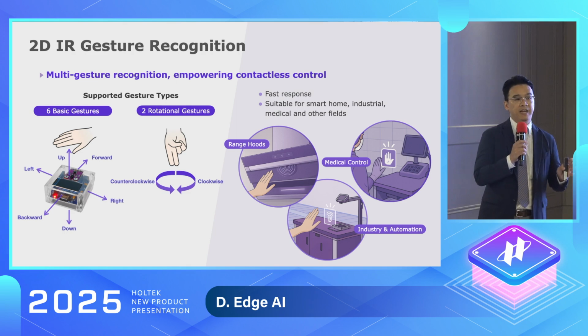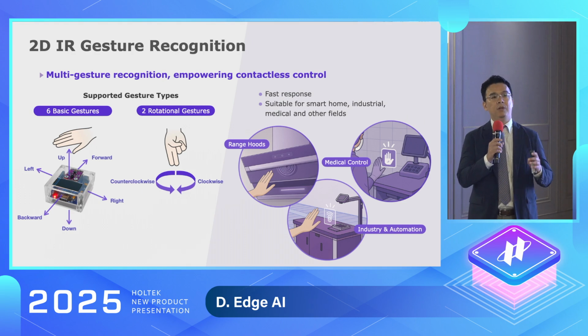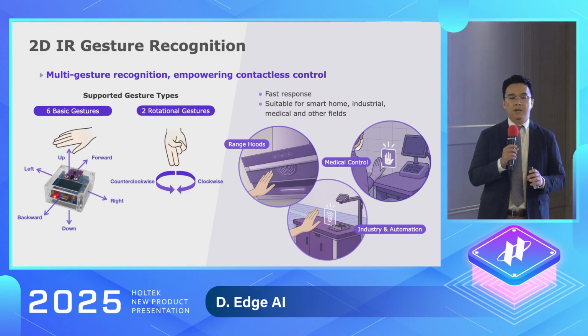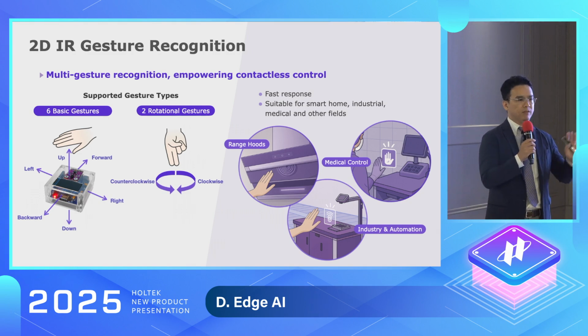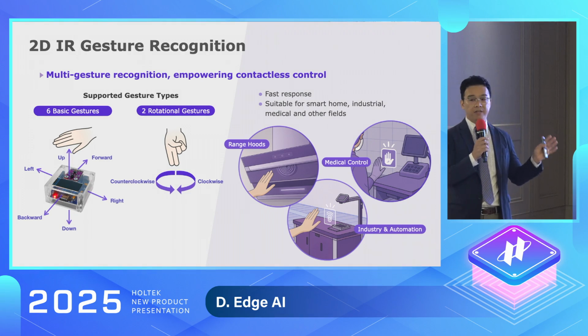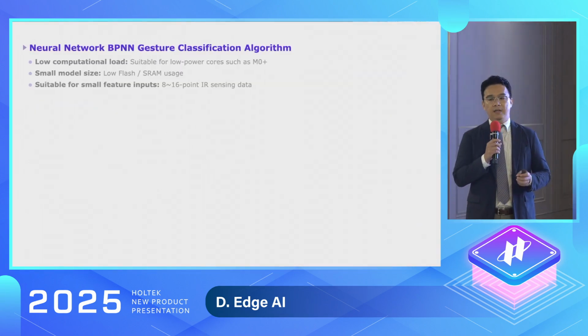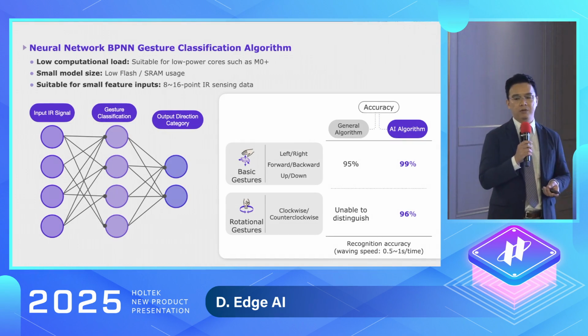And because it has a fast response, it is very suitable for applications like smart home, industrial, medical, or other fields. With such a superpower, you can prevent bacteria growth. And next, let's see what the secret inside this superhero is.